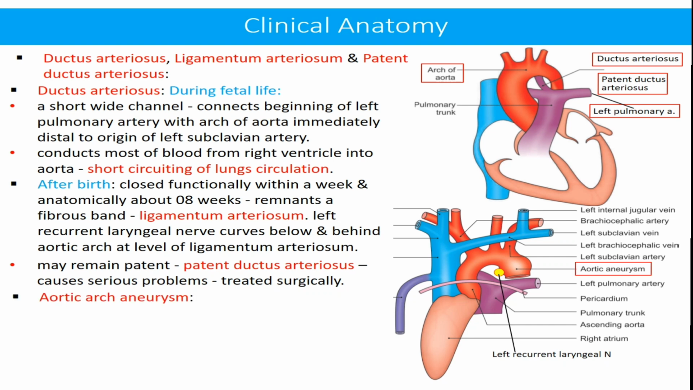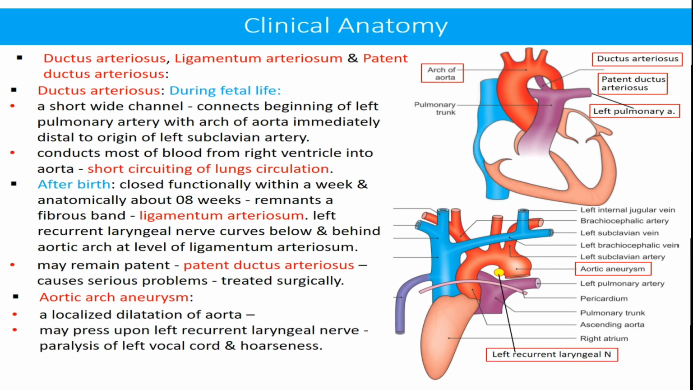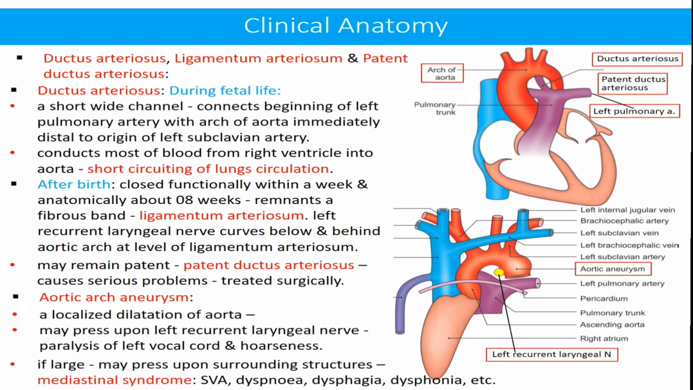Fourth component in the clinical anatomy is aortic arch aneurysm, which is a localized dilatation of the aorta, which may press upon the left recurrent laryngeal nerve because of the proximity of the nerve to it. If it happens, it may lead to paralysis of the left vocal cord and hoarseness.